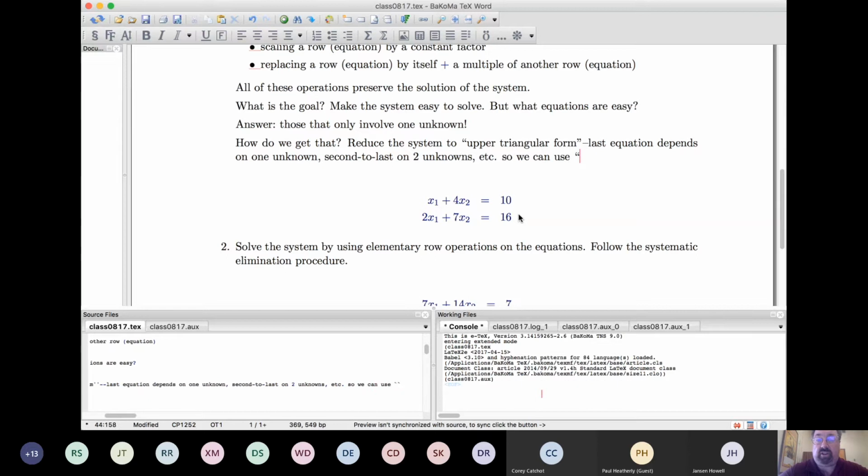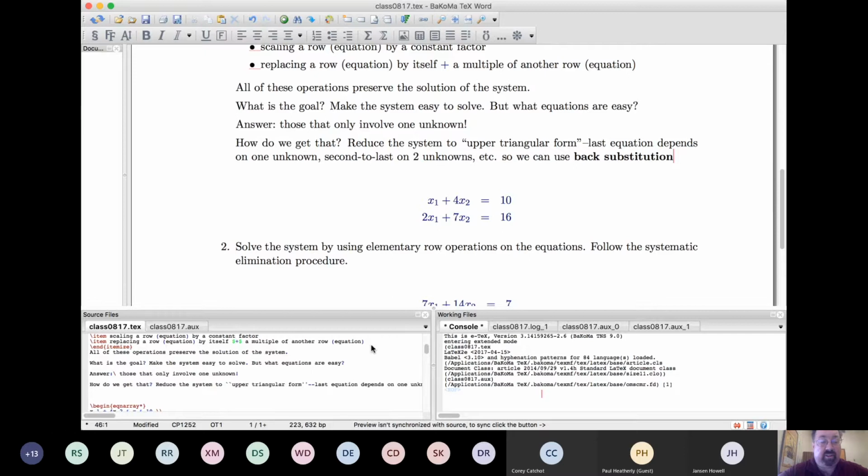So we can use what is called back substitution. We go ahead and solve the last equation for the last unknown, in this case, x2. Then we substitute the known value of x2 into the equation above. Solve for x1 and so on. So we can do this for however many equations we have.